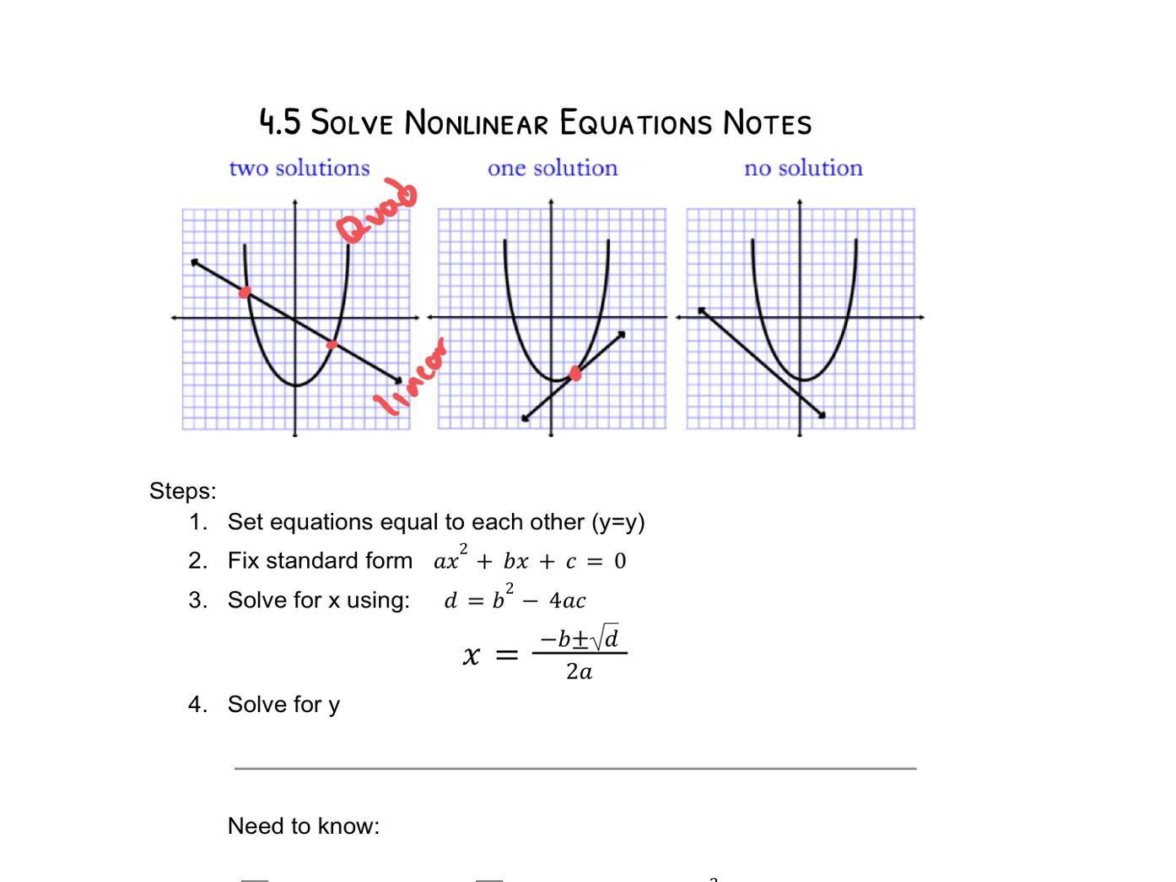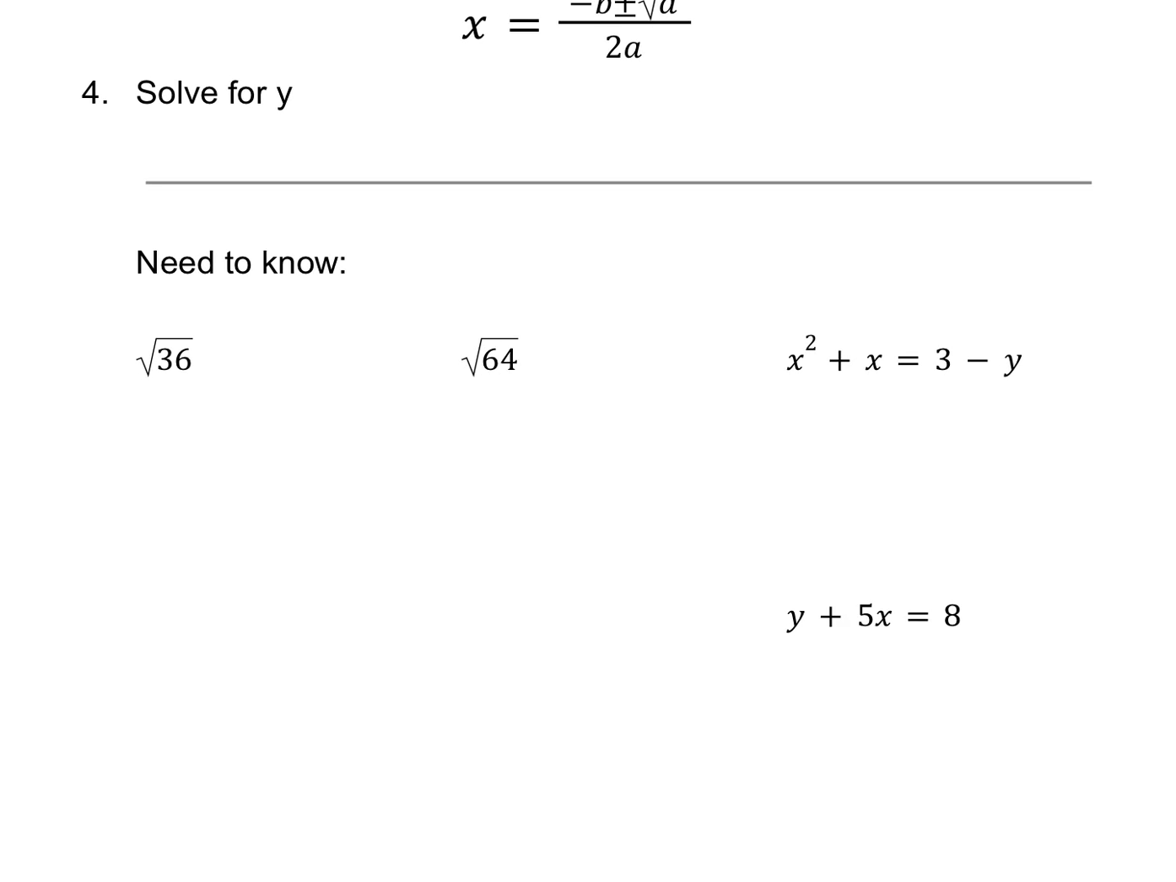Sometimes they only touch, so it's one solution. And sometimes they don't touch at all, so it's no solution. These are the steps we're going to use to solve for them. But some of the things that you're going to need to know is how to find the square root of a number and how to solve for y.